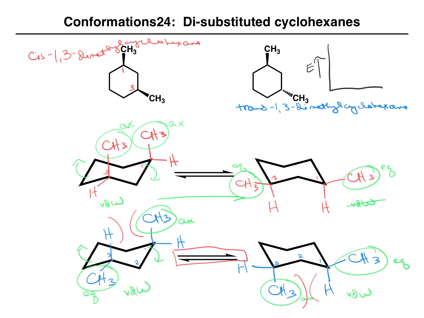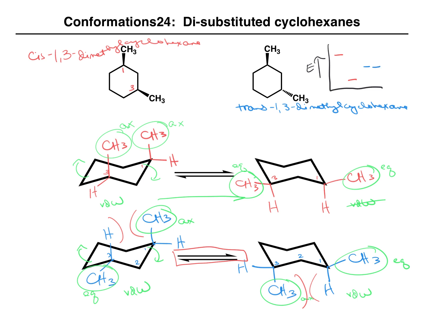So for cis, I'm using red, and the conformation on the left is high energy because of van der Waals strain due to two axial methyl groups. And the conformation on the right is low energy because there's no van der Waals strain. And then for the trans stereoisomer, the conformation on the left has some van der Waals strain because of one axial methyl group, and the conformation on the right has the same amount of strain.